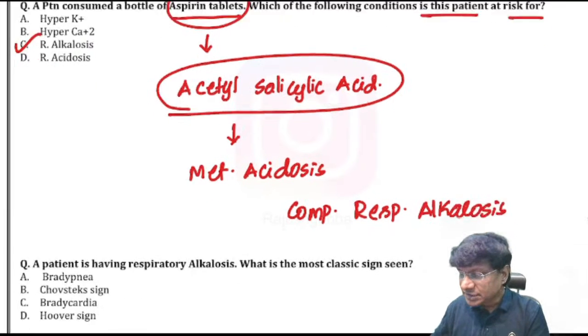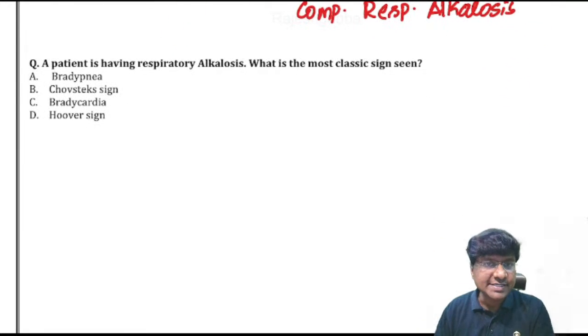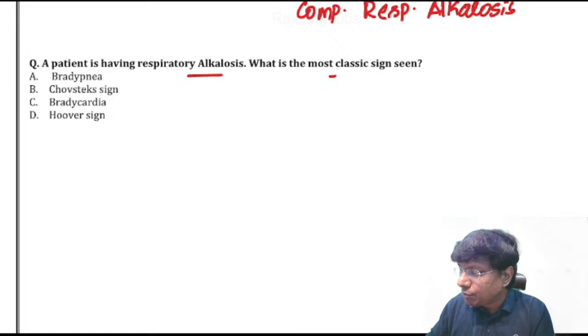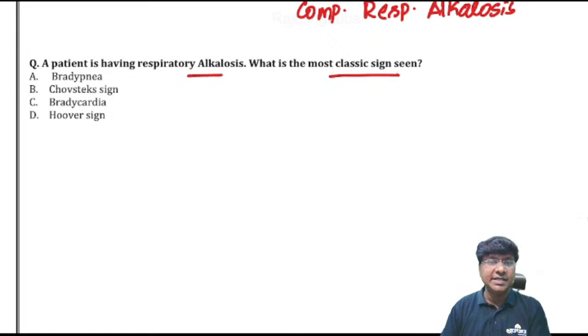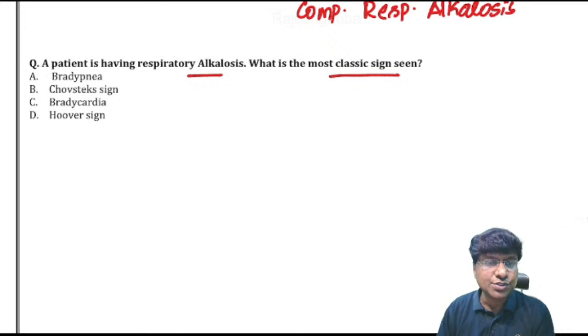Okay, next. A patient is having respiratory alkalosis. What is the most classical sign which is seen in this patient? Bradypnea, Chvostek sign, bradycardia, Hoover sign.